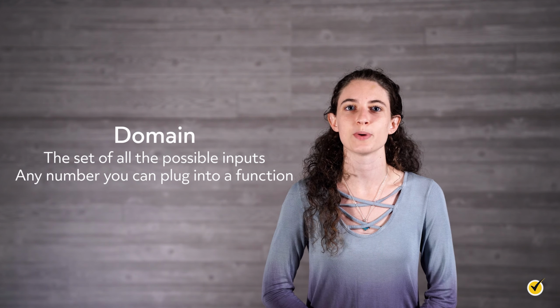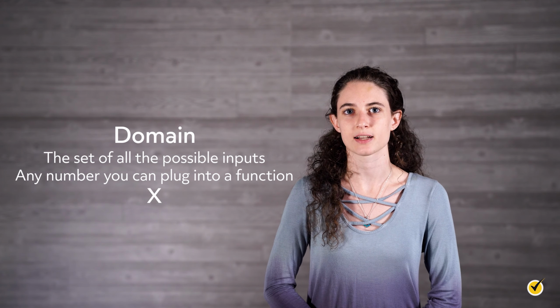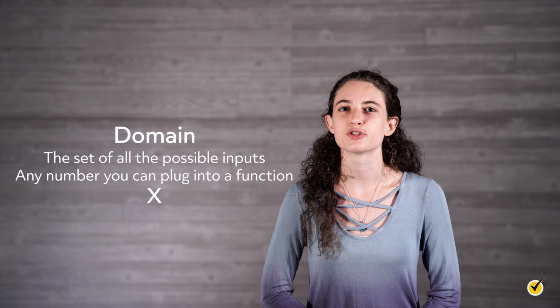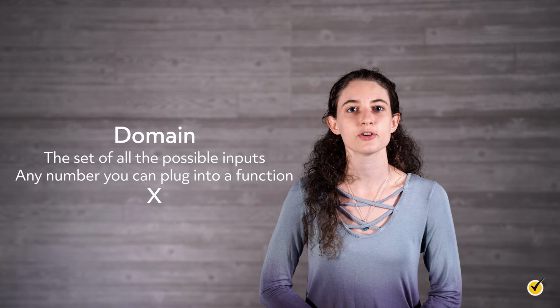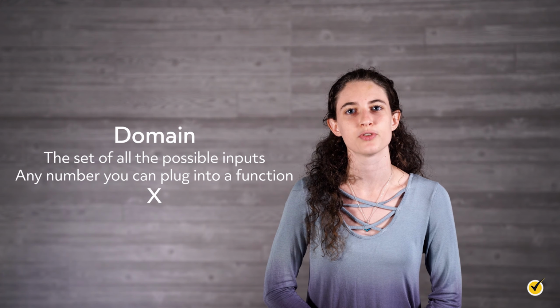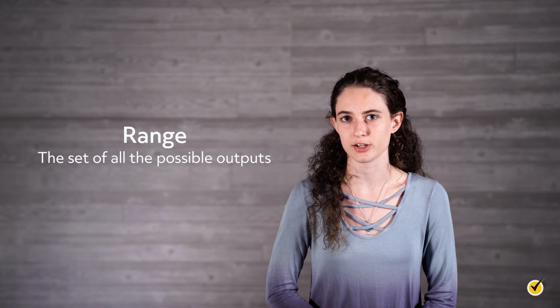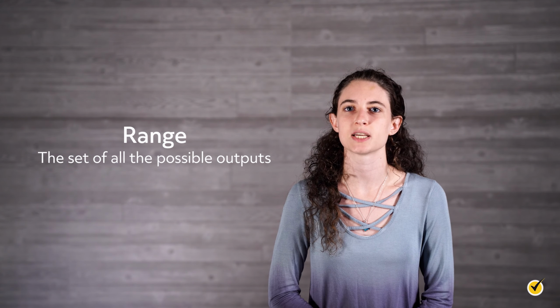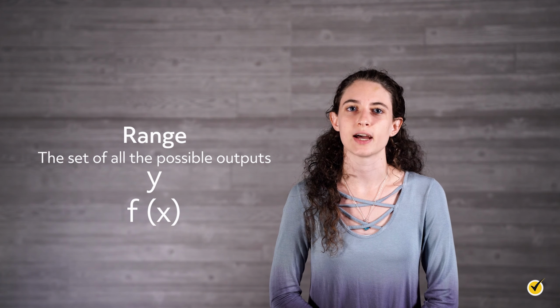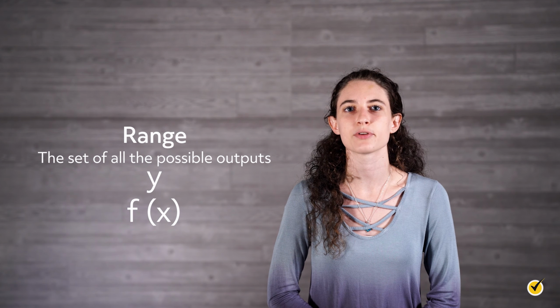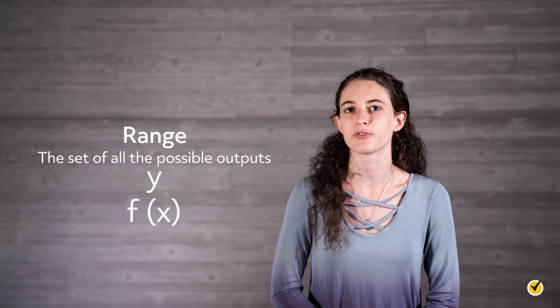For most functions, this will be any number you can plug in for the letter x. Almost every time, your domain will be all real numbers, except for a special few cases like square root functions and rational numbers. The range of a function is the set of all possible outputs of a function. Typically, this will be represented by the letter y, or f of x. The range is any number that you can get when you plug in any number for x.